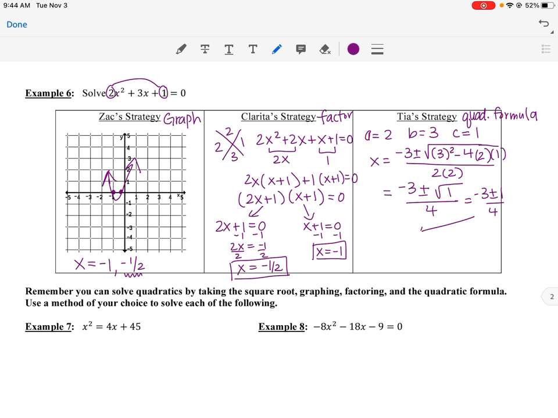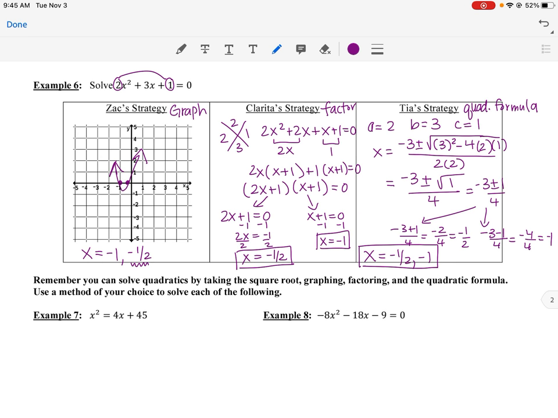So there's two different answers here, right? One is -3 plus 1 divided by 4. So we get -2 divided by 4, which is -1/2. The other one is -3 minus 1 divided by 4. So we get -4 divided by 4, which is -1. So x equals -1/2 and -1. So notice we get the same answer no matter what method we do. So now we got some different ones.